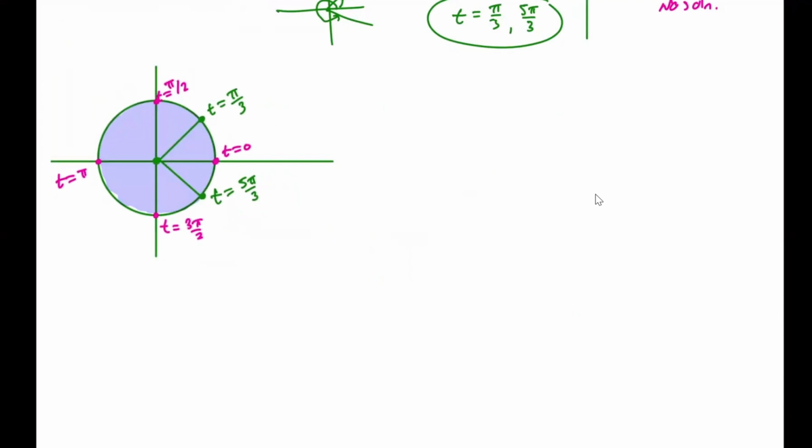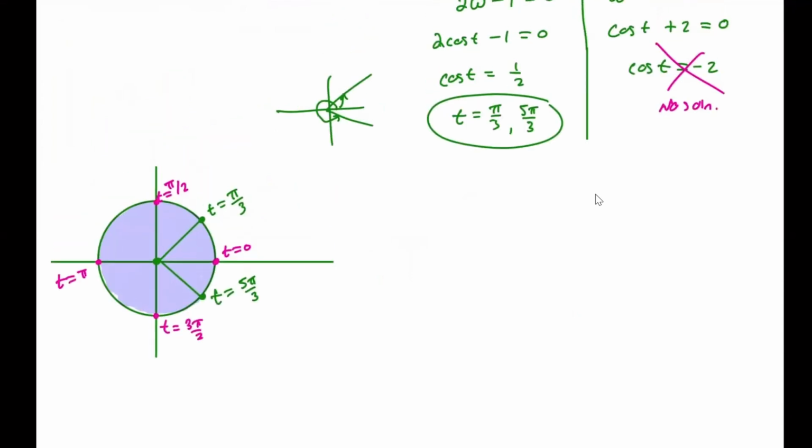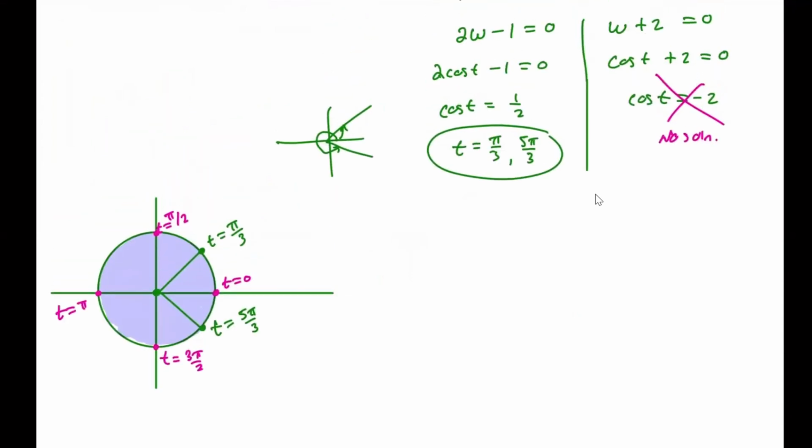Let's check each of these boundary points. So we know that when t is equal to 0, what is the point here? Well, we know the x coordinate when t is equal to 0 is going to be 1, and y is 0. So again, how am I getting that? Well, I know x is equal to cosine t, y is equal to sine of t, because that's how we parameterize the curve along the boundary.